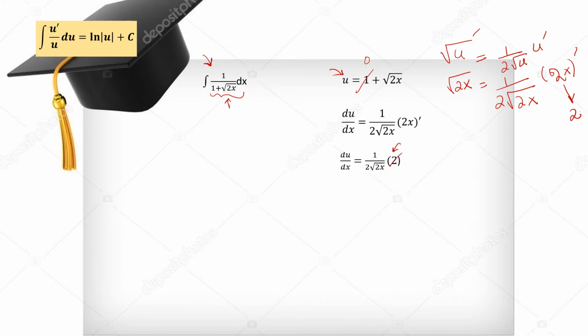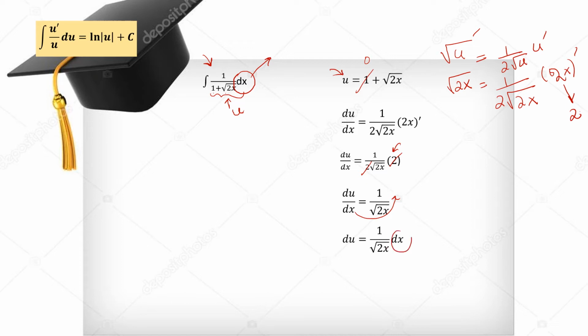Now this 2 will be cancelled with this 2, so we are left with 1 over square root 2x. Now bring the dx to the other side, so you will get du equals 1 over square root 2x times dx. Now try to change everything into the u form. So 1 stays as it is, and in place of 1 plus square root 2x, you can write u.